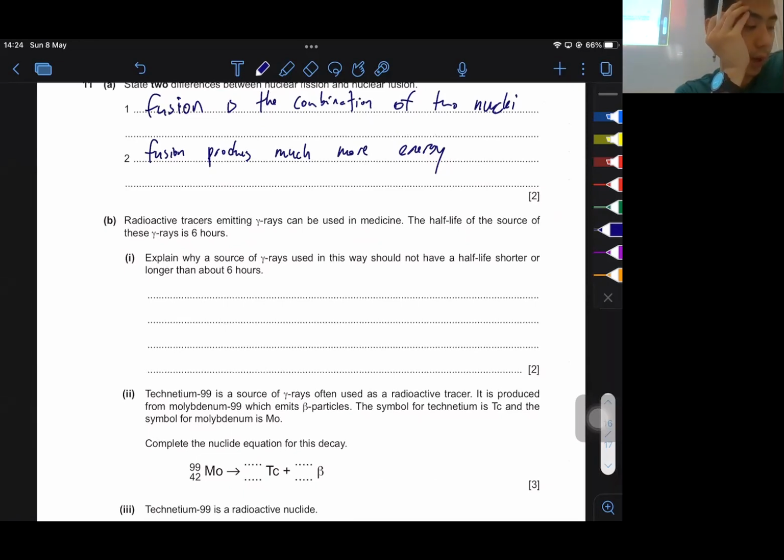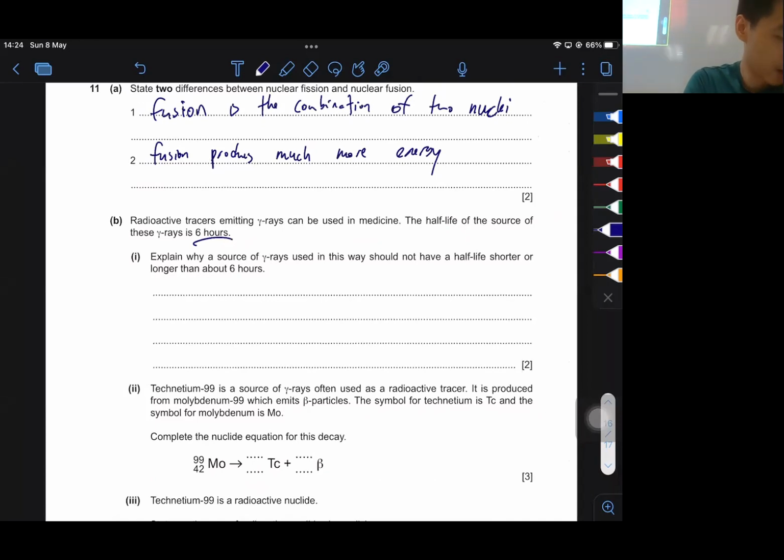Then the next part here, radioactive tracers emitting gamma rays can be used in medicine. The half-life of a source of these gamma rays is 6 hours. Explain why a source of gamma rays used this way should not have a half-life shorter or longer than 6 hours. You know what's the application of this, guys? You know what radio tracers are?